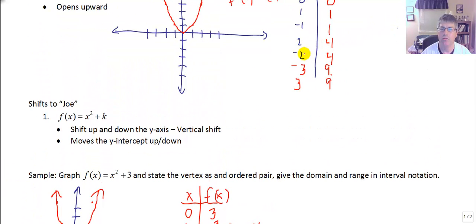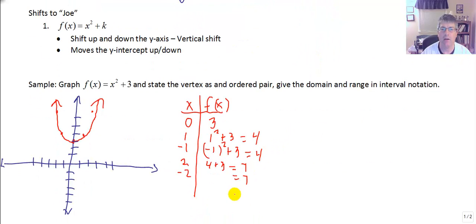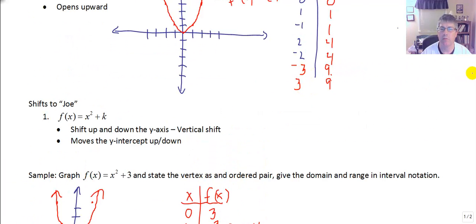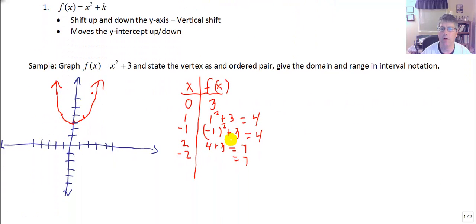So when we input 2 and negative 2, we had 4 for each of those, and now we had 3 higher, we got 7. And when we input negative 3 and 3, we got 9 before. Well, I bet you any money, when we input negative 3 and positive 3, we're going to get, instead of 9, we're going to get 12. And so that's what happens when we shift our graph up or down. So this is our shift of 3.